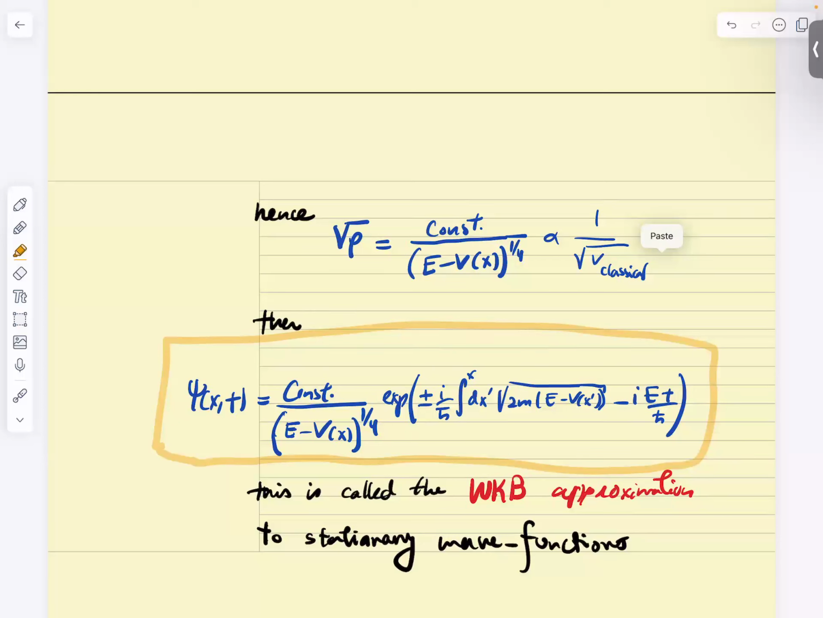And here it is. That's what we did. That's literally what we did. And this is our complete guess for the wave function. Let's stare at this and see if you have any questions. Yes.